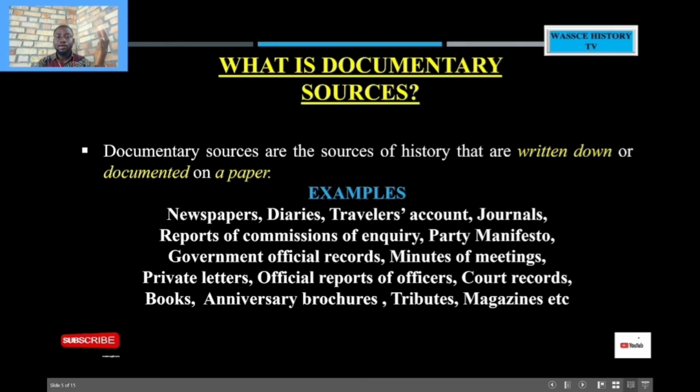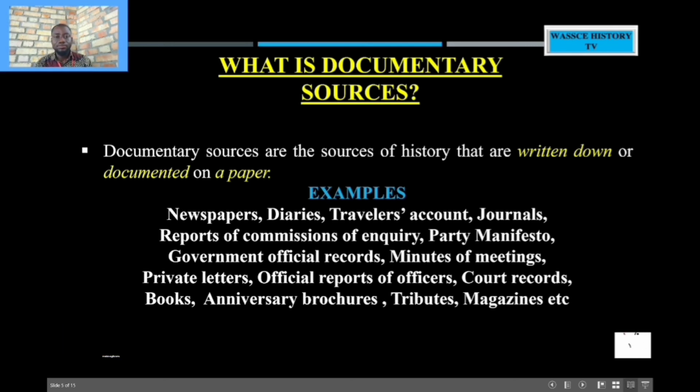Travelers' accounts, of course, were written by some Muslim explorers and some European explorers and missionaries who came. They documented the things that they saw about Africa. And a lot of our history concerning our forefathers was written by these people. Journals, reports of commissions of inquiry, which are normally set up by the government, party manifestos, government official records, minutes of meetings, which give you accurate time, who said what, the date, every decision that was made.